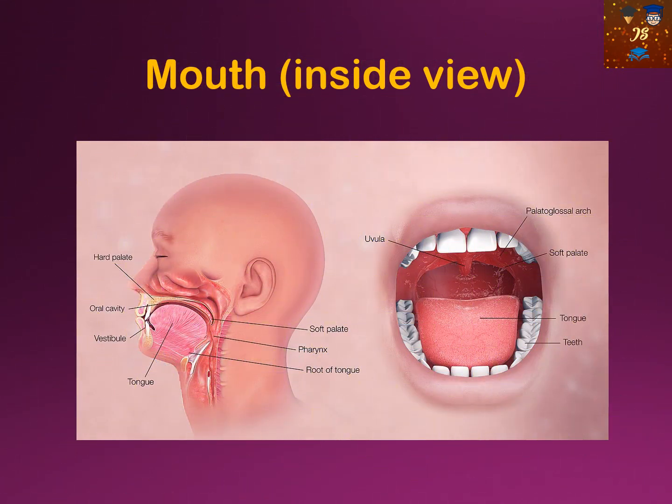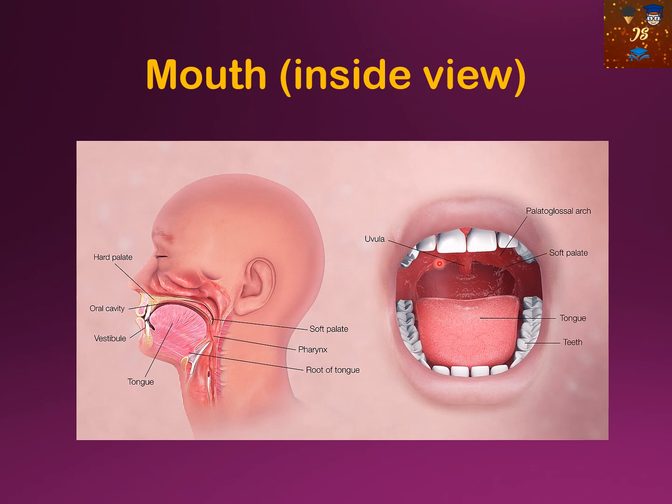Now, this is the inside view of the mouth. You can see that if we remove the skin from outside, we will see the outer structure of the mouth, and if we open the mouth, then we will confront the uvula. This portion is called the uvula. It helps during digestion and during respiration also.